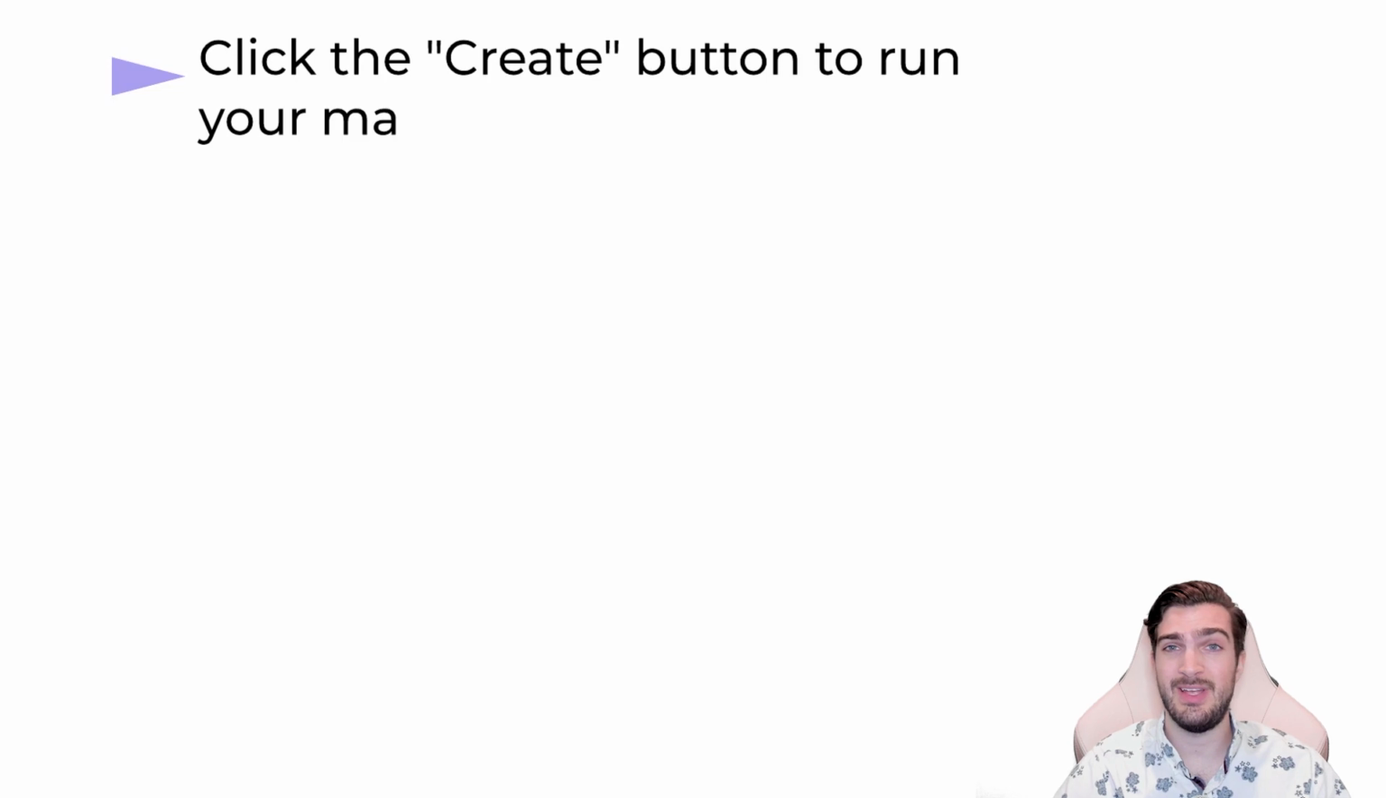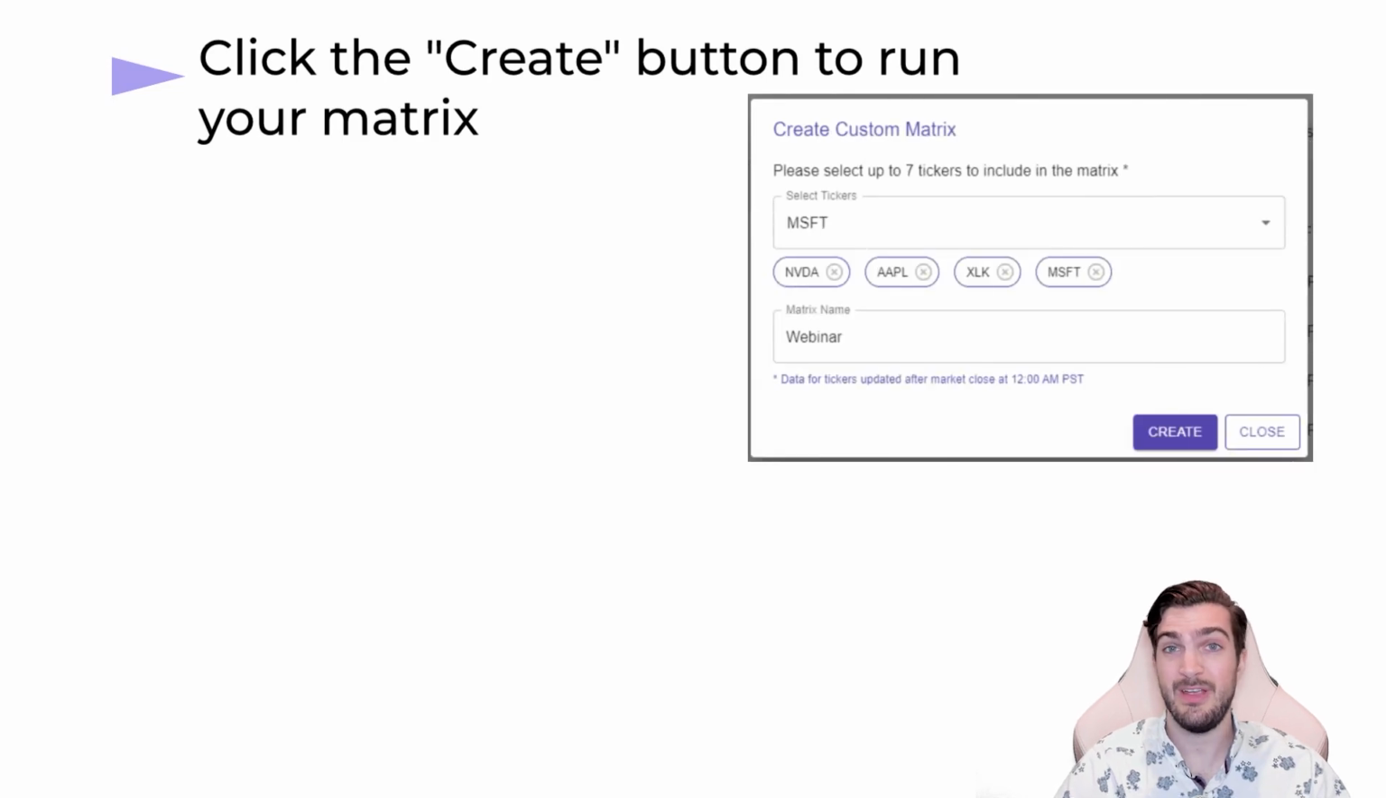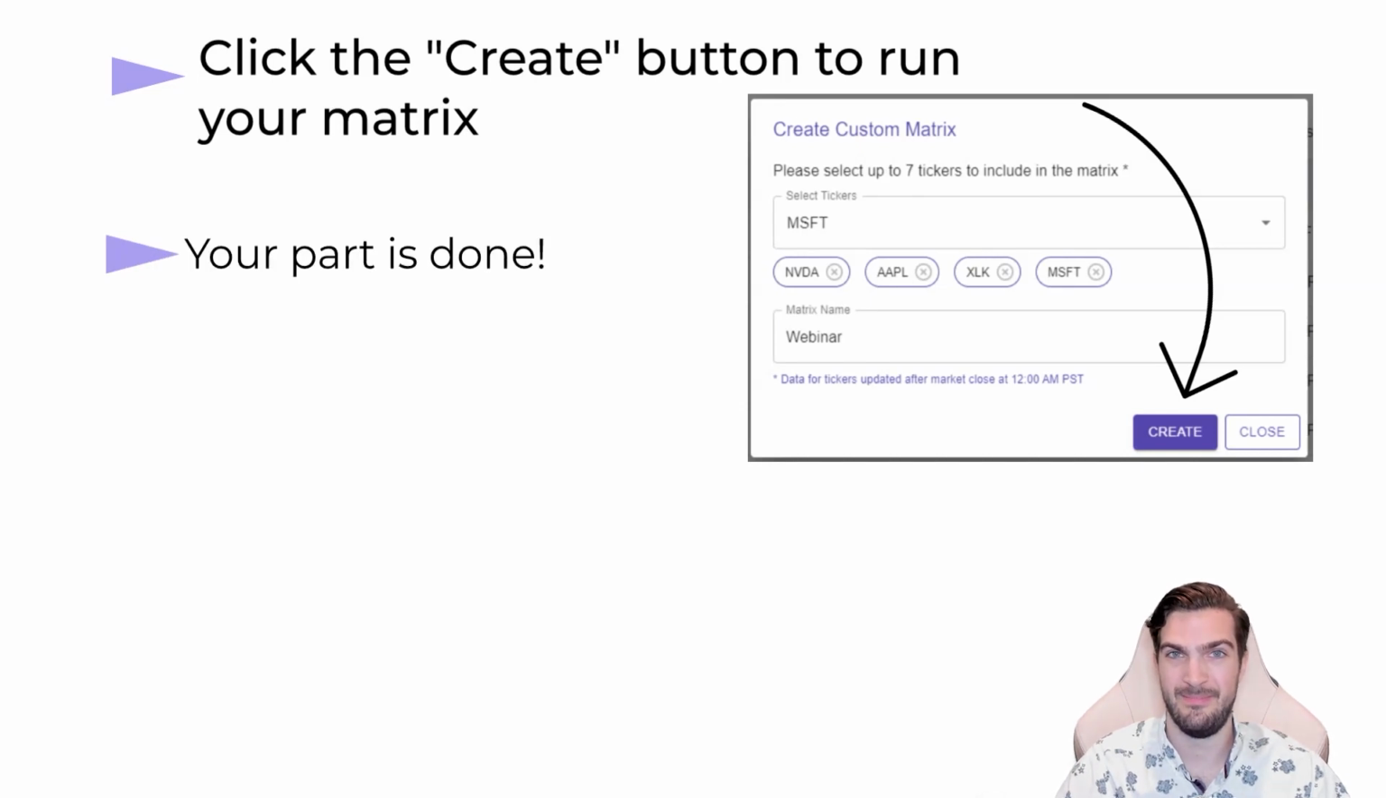But once you have your set of securities ready, you can give that custom matrix a name if you'd like, and hit the create button to set our little robots in motion to create your custom matrix for you. And now, your part of the matrix creation process is done. You've chosen what securities you want to have, you've given the custom matrix a name, and maybe even a nice little bow to make it look nice and fancy.